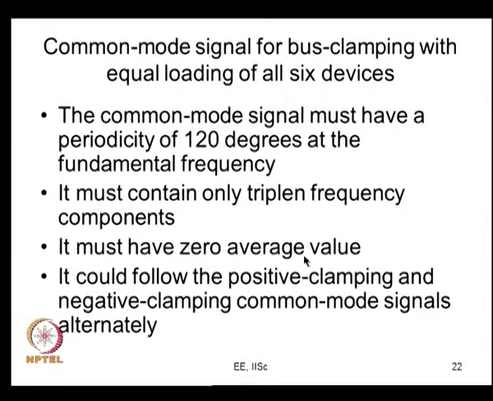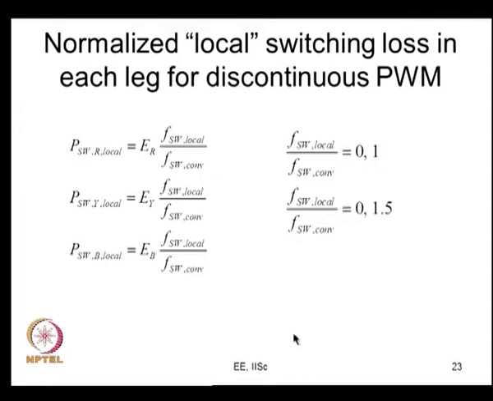And if we follow these conditions, we can ensure bus clamping with equal loading, with power device dissipation in all the 6 devices being equal. So, if you are operating an inverter, you have to make sure that the same amount of power is being dissipated in all the 3 legs, and even in each leg the top device and the bottom device should have the same amount of power dissipation. That can be ensured if you go through all these things, and particularly that it must have 0 average value, and so you can do this now. So, subject to these conditions, many bus clamping PWM methods are possible.